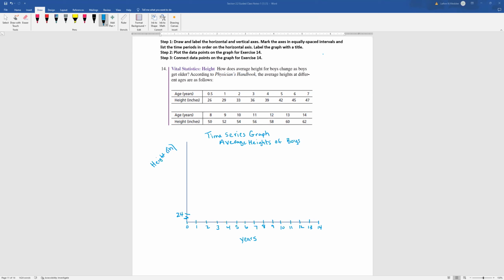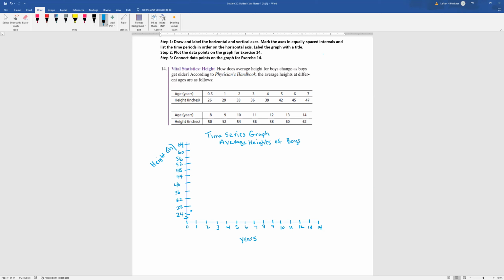So I decided I was going to count by 4. That's just to make some of the numbers pop up nicely as we're heading up to the 62. So this would be 28, and then 32, 36, and then 40, 44, 48, 52, 56, 60, and 64. Okay, so at a half of a year, we were at 26 for the height.